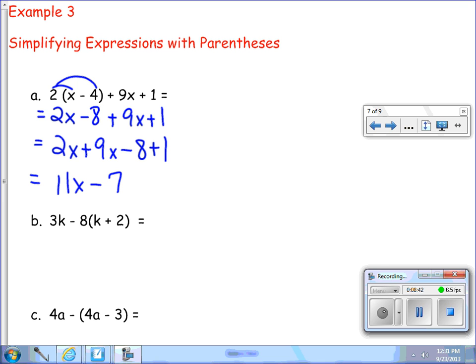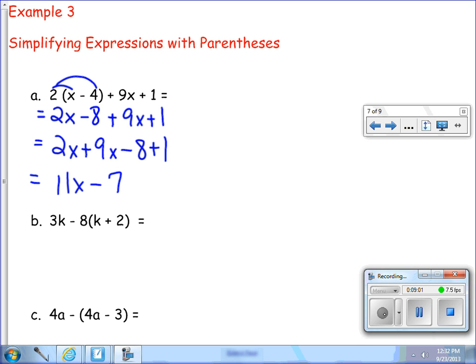Let's do B. Again, you're going to be distributing. What number is going to be distributed to the inside of the equation? Andrew? 8. Negative 8. The sign of the number is what's in front of it.